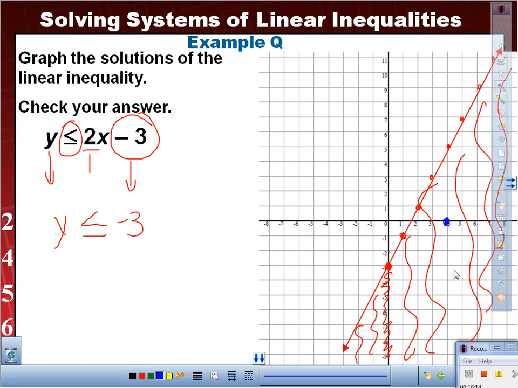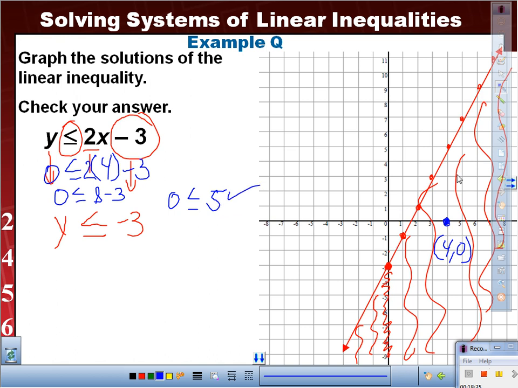What is this point? 4, 0. So instead of x, what am I going to substitute? And instead of y, 0 is less than or equal to 8 minus 3. Therefore, 0 is less than or equal to 5. Is 0 less than or equal to 5? Yes, that's why this point is in the shaded region.